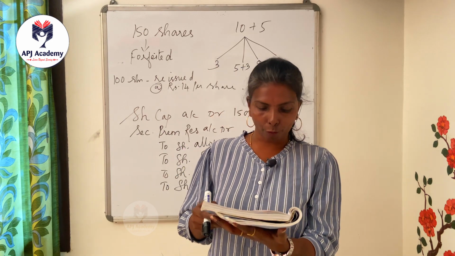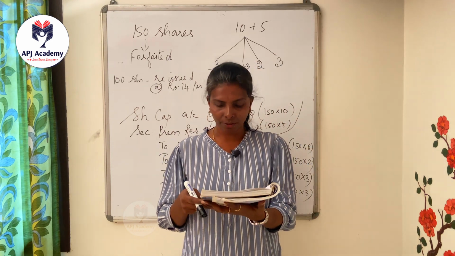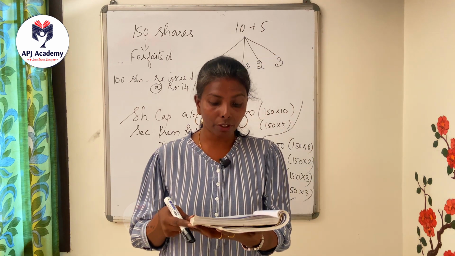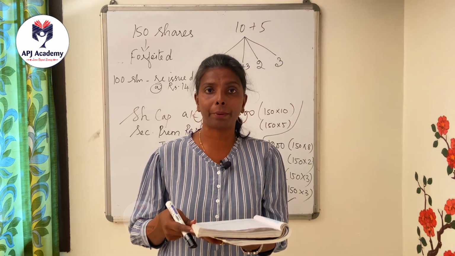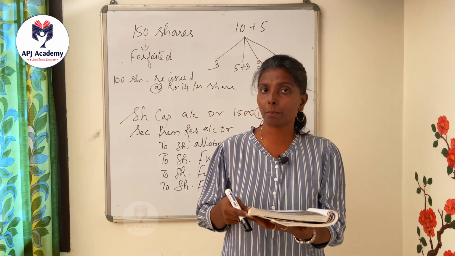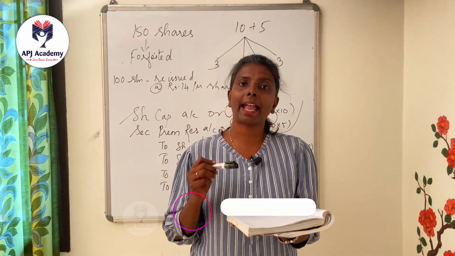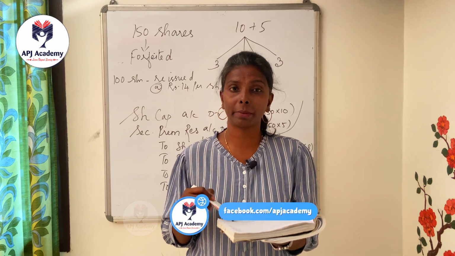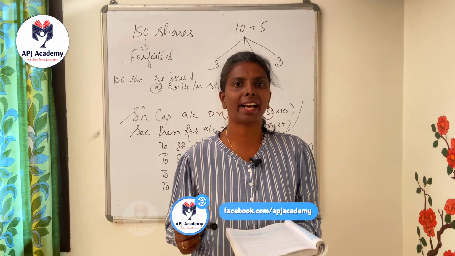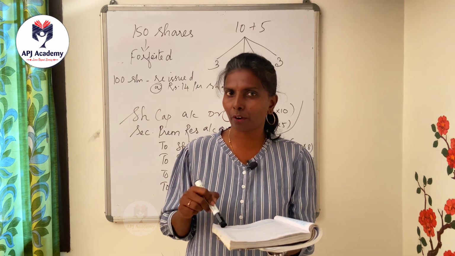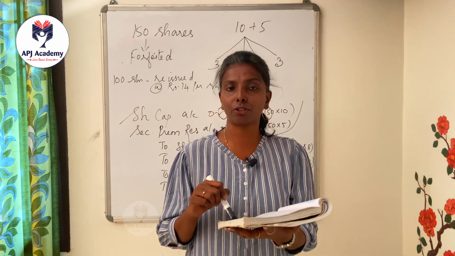ABC Limited forfeited 150 shares of 10 each, issued at a premium of rupees 5 per share for non-payment of allotment money of rupees 8 per share, including premium of 5 per share. Now you got to notice this. They have given 8 per share as allotment money, but the premium is 5. Many times you guys will take this for granted. You will take the other way around. The premium is 5 and allotment is 3. So that you need to note it down.